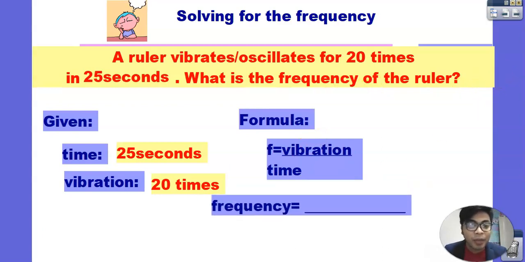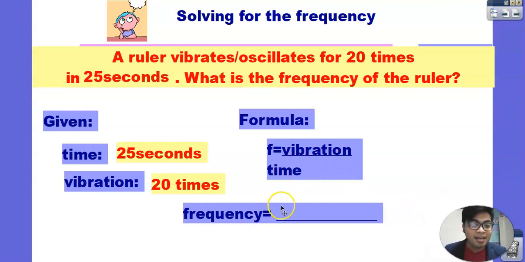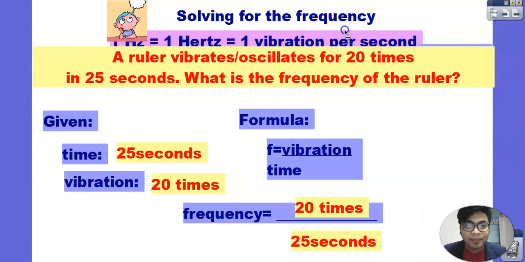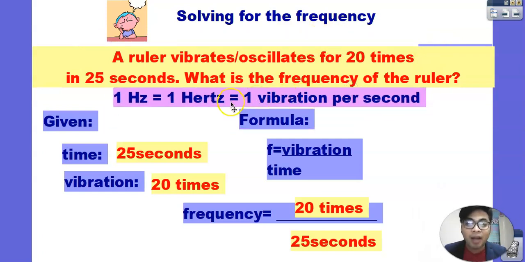So we're going to replace these variables with the numerical values found in the problem. The vibration is 20 times, and the time is 25 seconds. It is said that one hertz is equal to 1 vibration per second, and its symbol is Hz. It was named after the scientist Hertz. We use the hertz to express the frequency of sound, and I want you to remember that 1 hertz is equal to 1 vibration for every second.